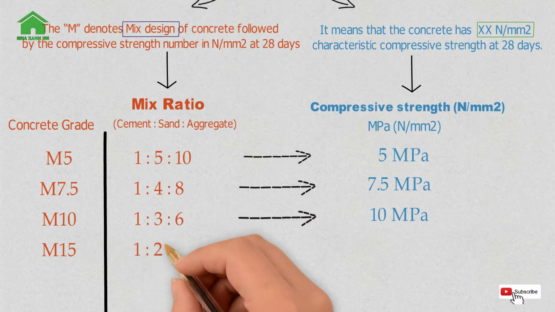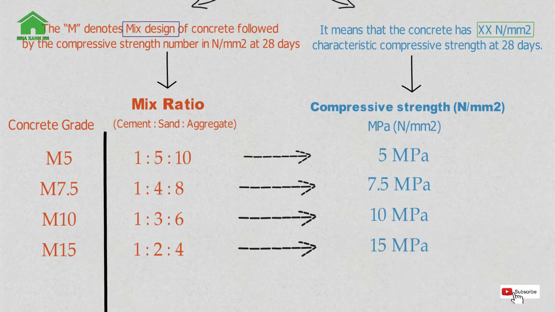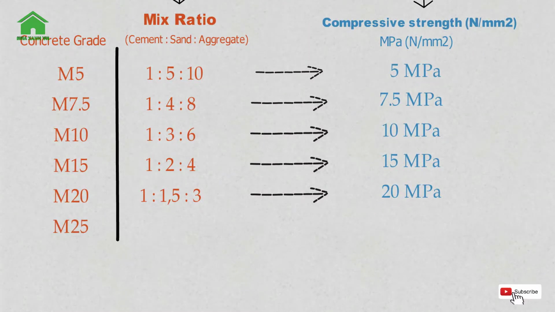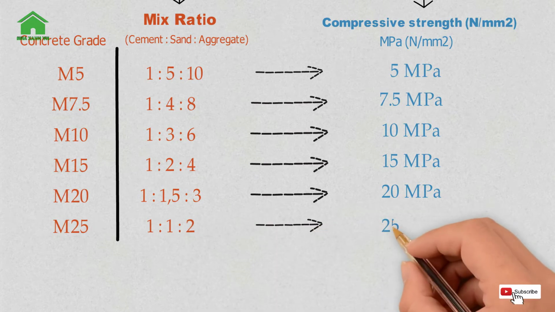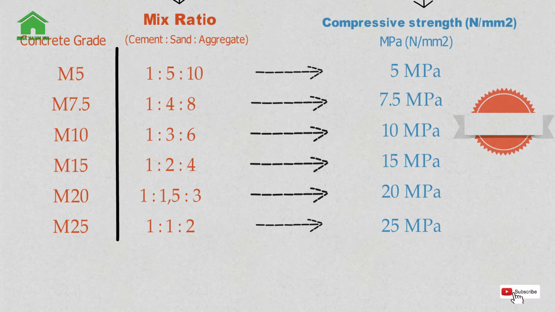M15 with ratio 1:4:8 is 15 MPa. M20 with ratio 1:1.5:3 is 20 MPa. And M25 with ratio 1:1:2 is 25 MPa. This table follows the IS 456-2000 standard.